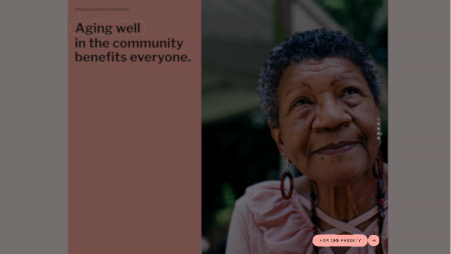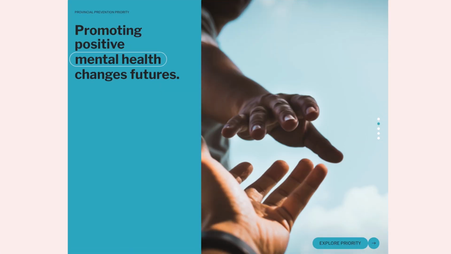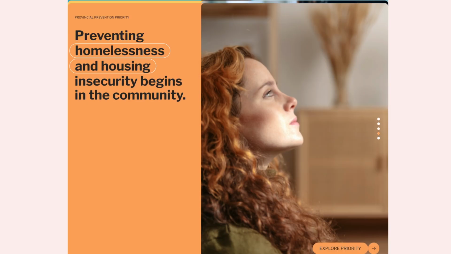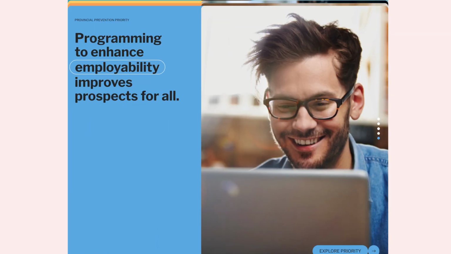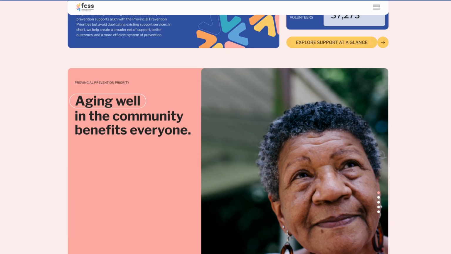You can click Explore Priority to see the full page, or scroll down to learn about promoting positive mental health, preventing family and sexual violence, preventing homelessness and housing insecurity, programming to enhance employability. But first, scroll to the top of the page and select Explore Support at a glance.